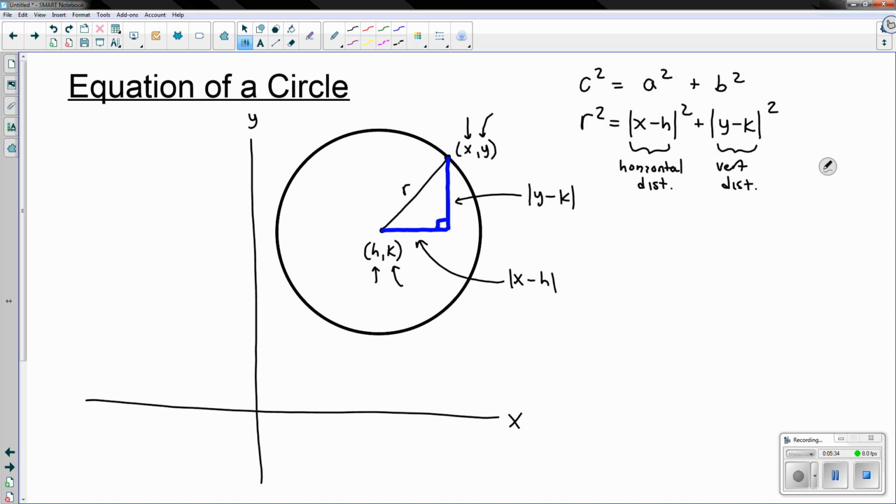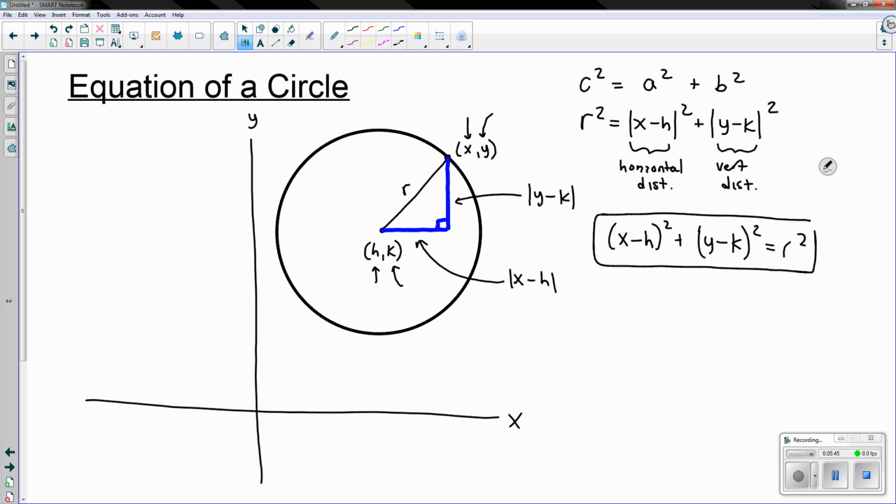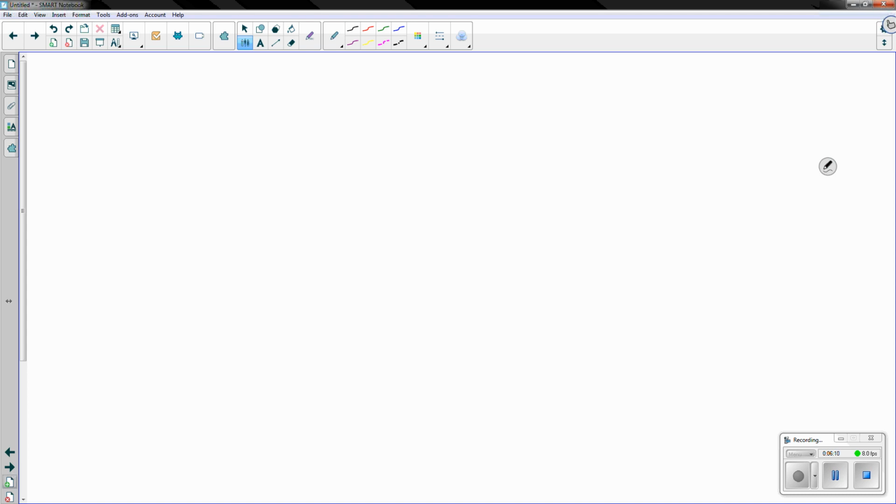I can take away those absolute values because we're squaring those terms. And this is the equation for a circle in the coordinate plane, where your center, we know, is h, k, and the radius is, I should say, r squared, but this is going to be the square root of whatever that number is at the end.